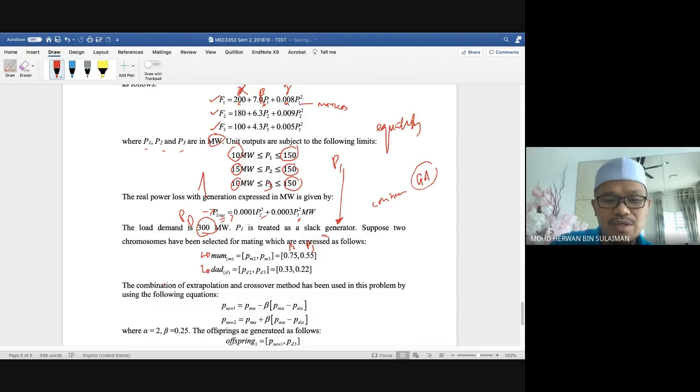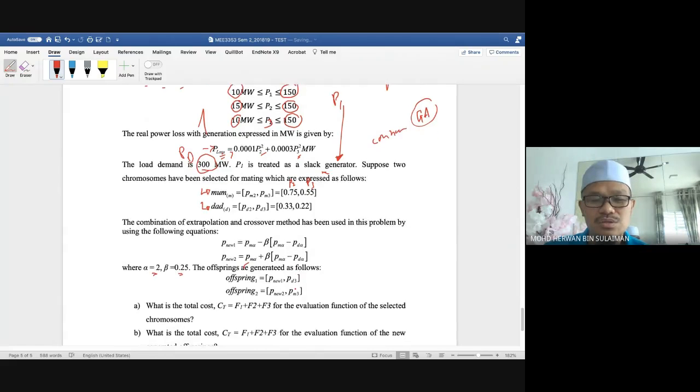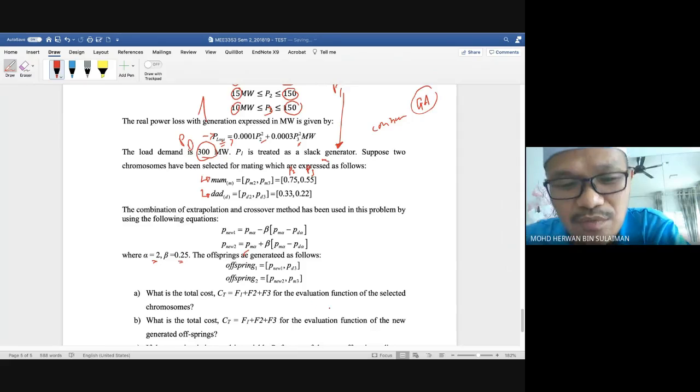So the combination of extrapolation and crossover method has been used in this problem, where your P new is Pm alpha minus P beta, Pm alpha minus Pd alpha, where your alpha is given like this, and then the offsprings are generated as follows. This one P new, Pd, P new, Pm. Okay, so what is the total cost for the evaluation function of the selected chromosome?